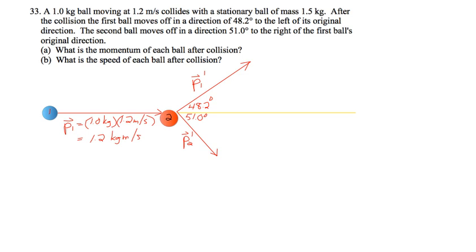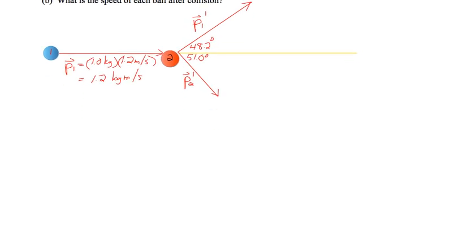The next 6 points are just the descriptive equations. So I'm going to have, in the x direction, all the momentum to begin with was in the x direction. This is all in the x direction. So before collision, my momentum in the x direction is just P1.